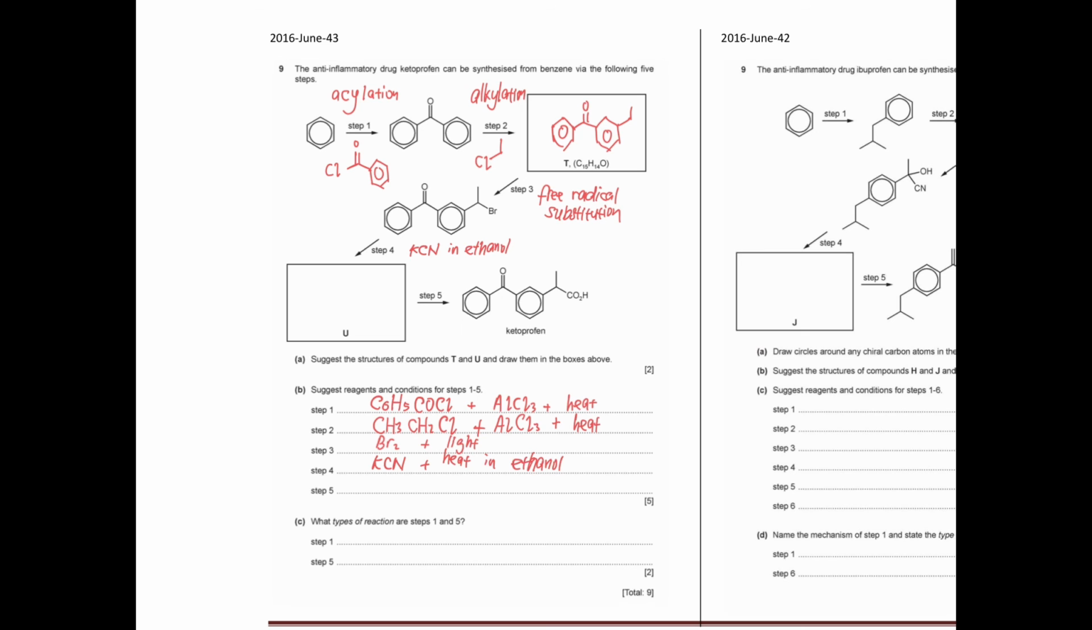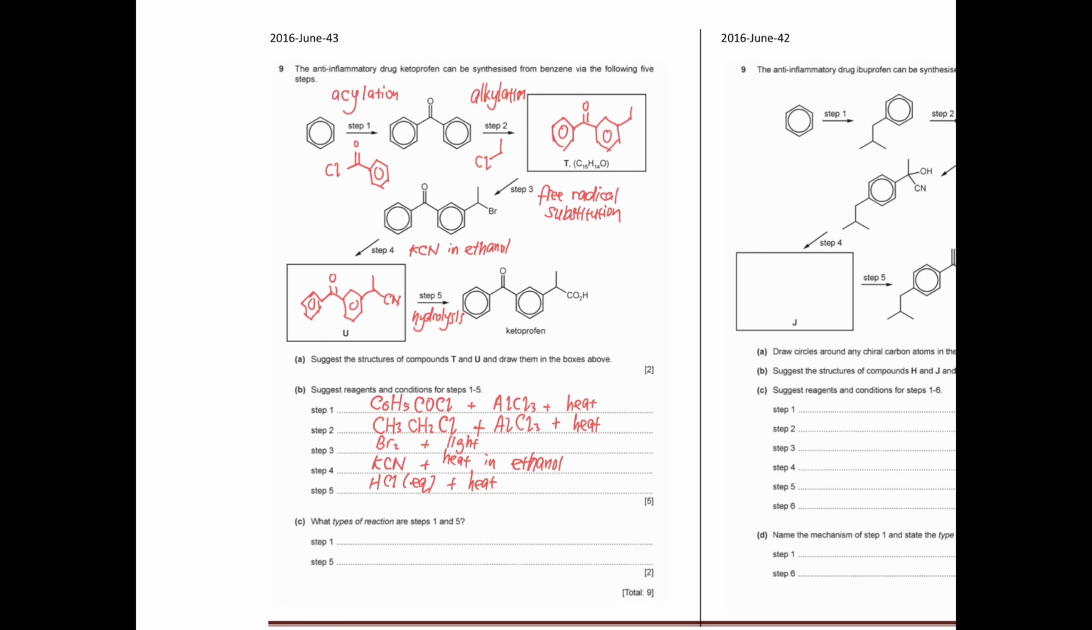So the structure here is the benzene ring again, with CN. And then step 5 is the hydrolysis that we learned in AS chemistry also. The CN will change to COOH. So let's say we use HCl, aqueous, heat.